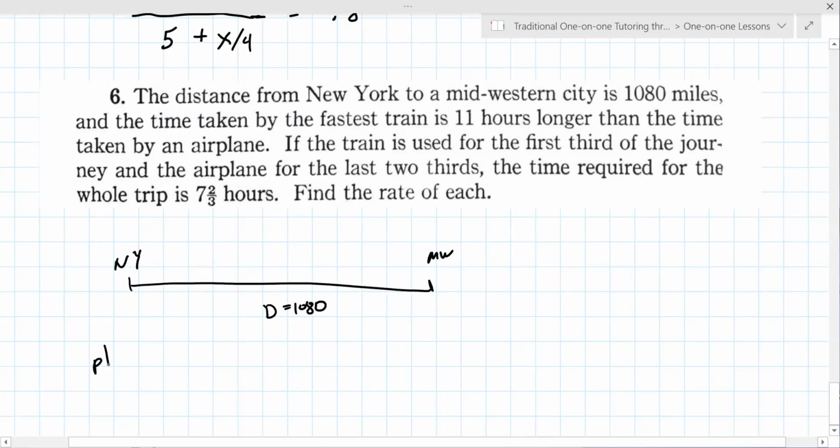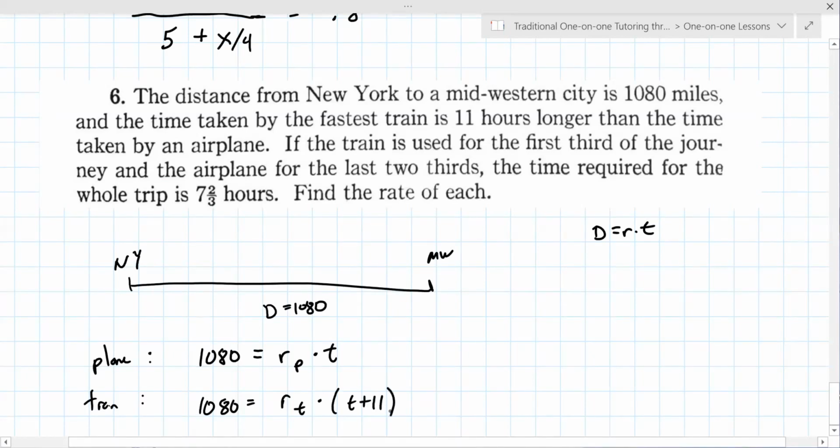So for the plane, we're always using D equals RT. For the plane, it's 1,080 equals the rate of the plane times however much time it takes. For the train, it's still going 1,080. It's the rate of the train, but it takes 11 hours longer, so it's the time plus 11. So you generally choose the smaller one to be T and then add, or I guess you could subtract too.